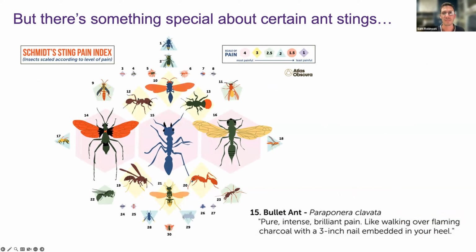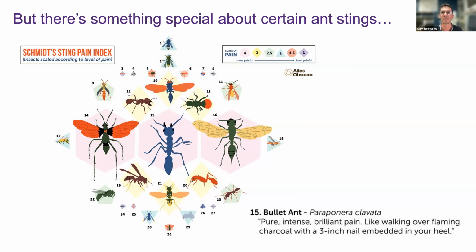This is a really nice graphic visually illustrating it. What you can see right here in front and center, shown big because it has the most painful sting, is an ant. This one is Paraponera clavata, or the bullet ant. There are other ants here too that have really interesting stings. Justin described this sting as pure, intense, brilliant pain, like walking over flaming charcoal with a 3-inch nail embedded in your heel. So there's something special about it.